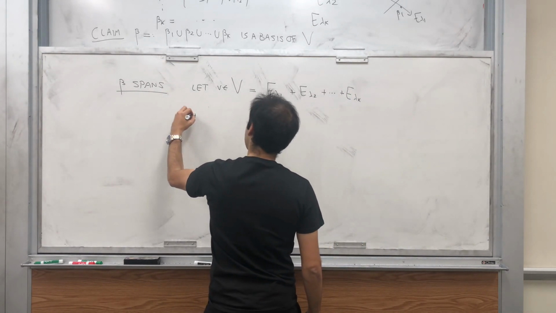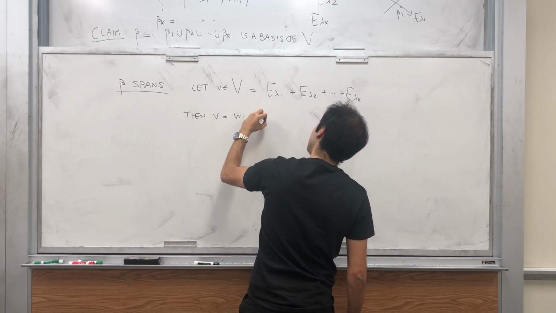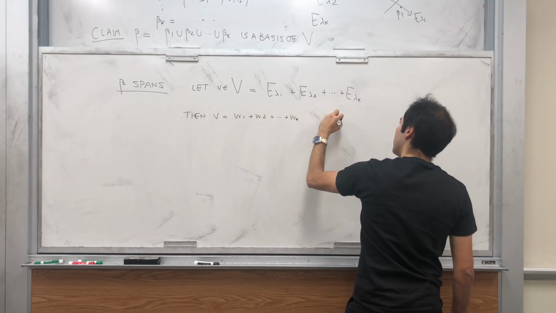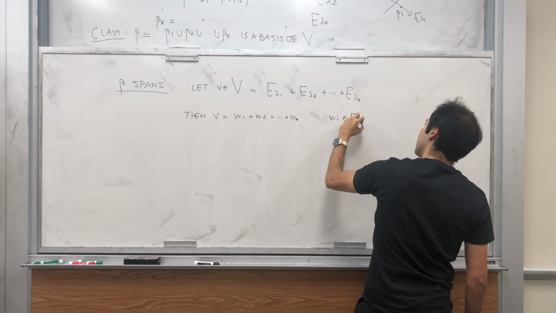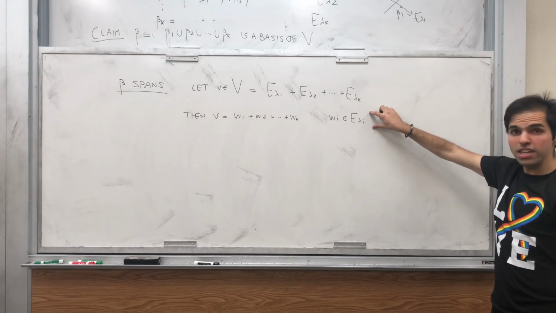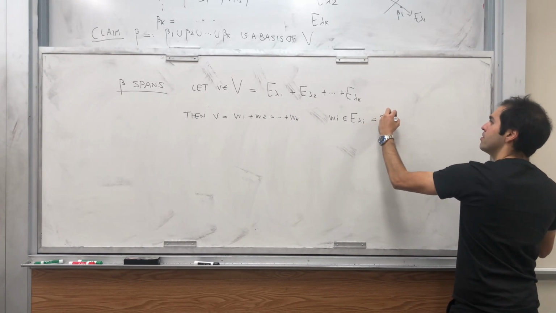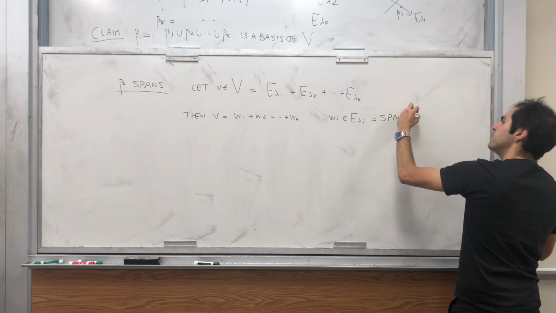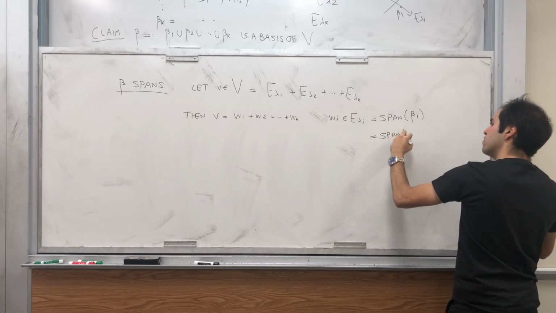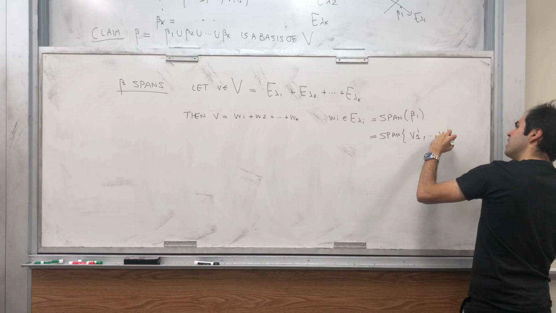So then v equals w1 plus w2 plus dot dot dot plus wk, where each wi is in E of lambda i. But here's the thing. For each individual eigenspace, we have a basis, right? Because we know that beta i is a basis of E of lambda i, which is just the span of vi1 up to vi mi.